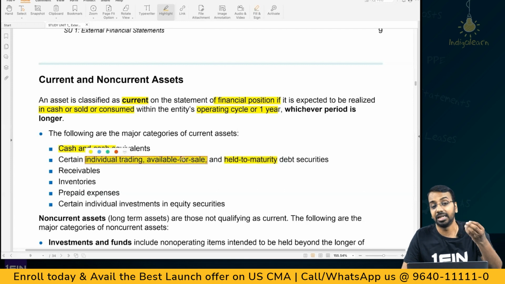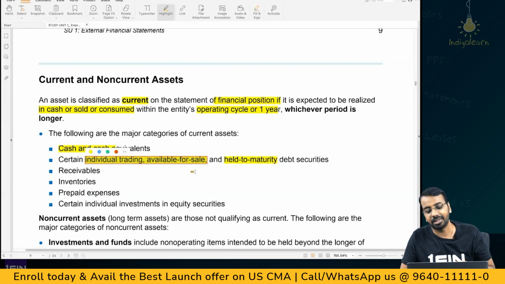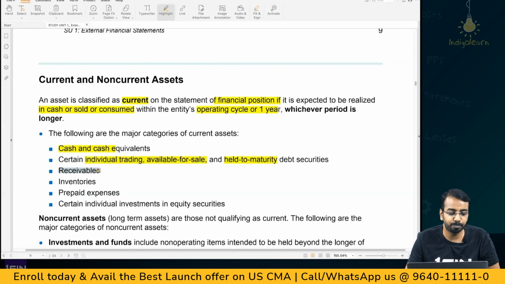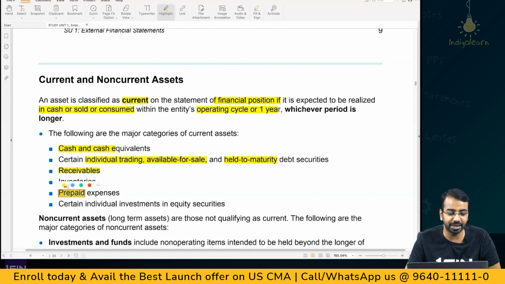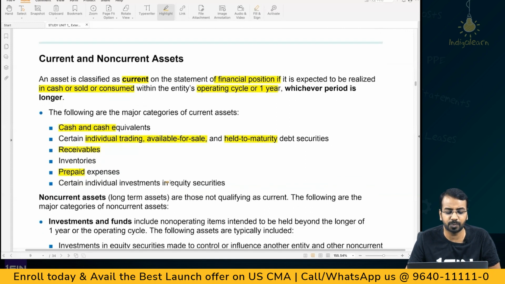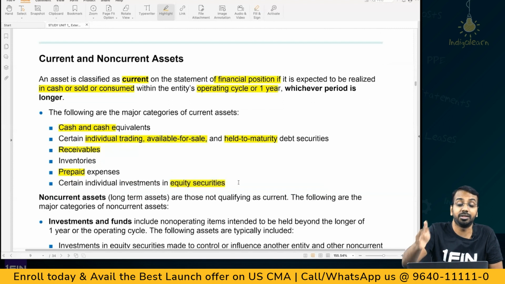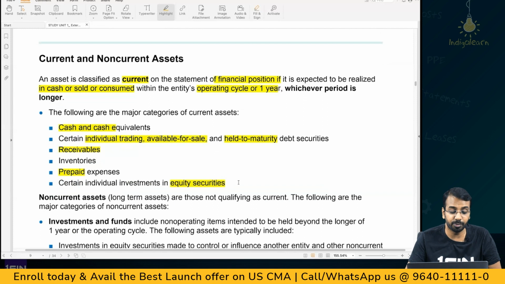Similarly, available for sale. If a security is available for sale, it means I am selling them within 12 months and it is a current asset. Receivable is always a current asset, because that is a part of your operating cycle itself. Inventory is a current asset. Prepaid is generally within a 12 month period, so a current asset. And certain individual investments in equity securities, if the intention is to sell them within the next financial year, will be current assets.